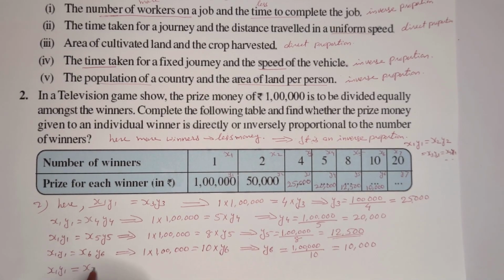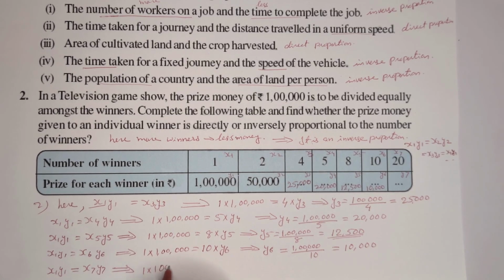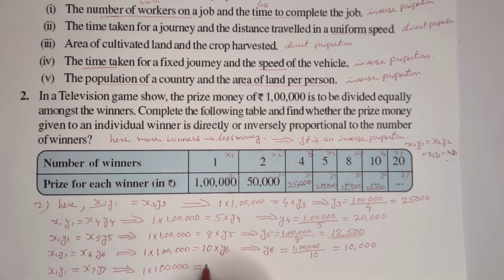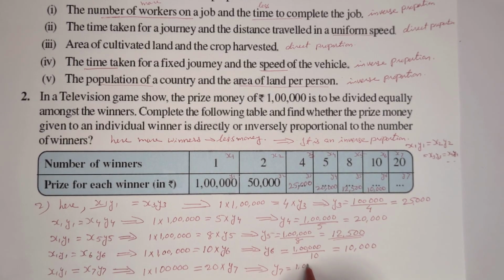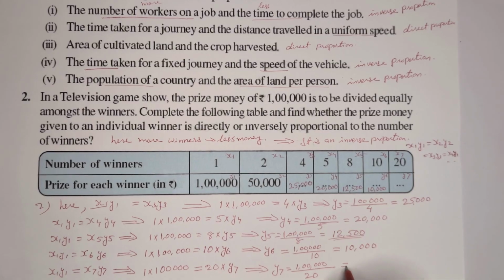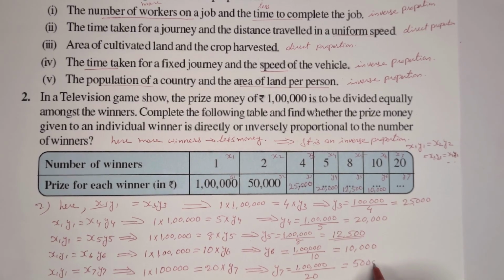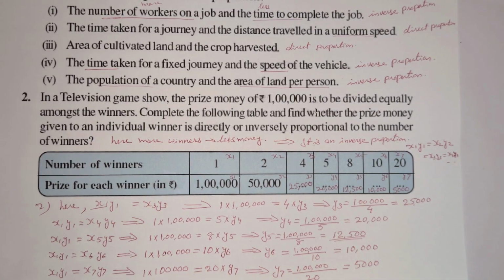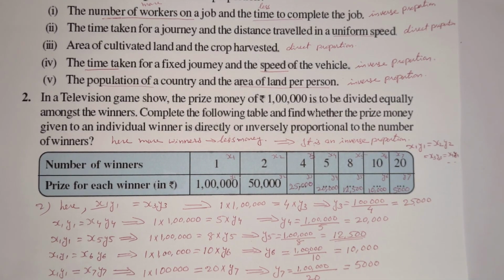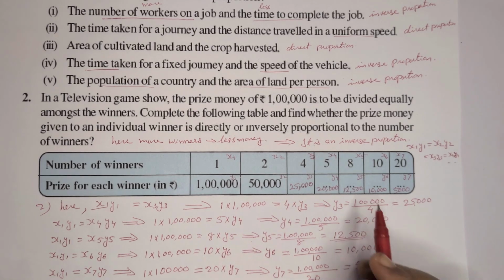Then the next column, x7, y7. 1 into 1 lakh is equal to x7, which is 20, 20 into y7, which implies y7 is equal to 1 lakh divided by 20. When we are dividing, each one is getting 5,000. So the table here is coming 5,000. If there are 20 winners, then each one will get 5,000 rupees. So we completed the table.